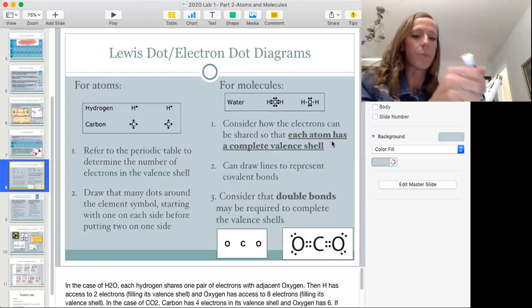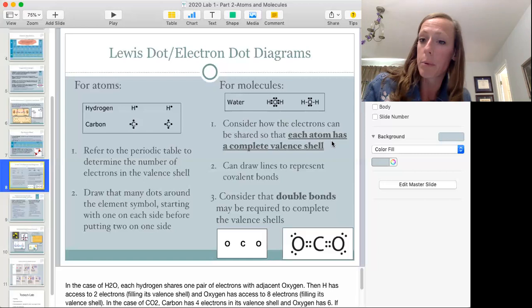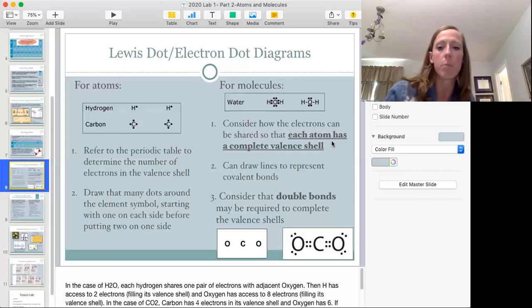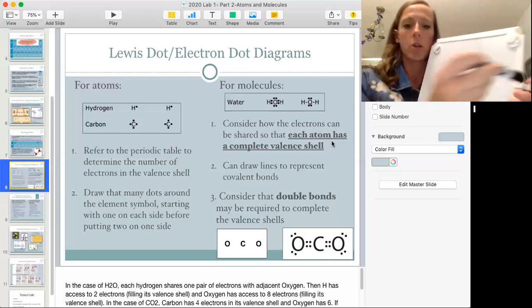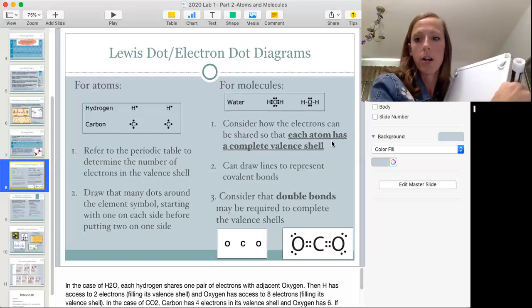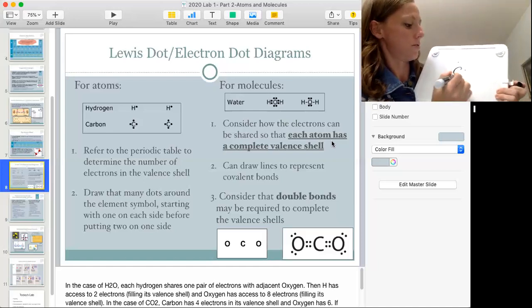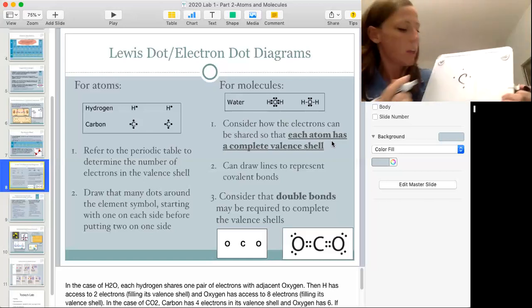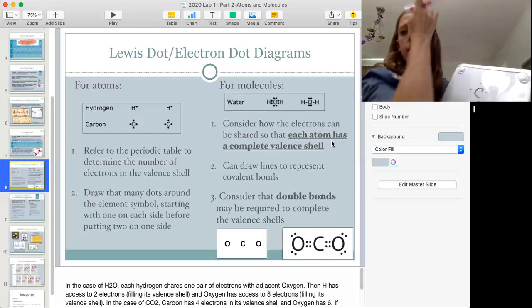Okay. All right. Now, again, that's still pretty simple. It gets a little bit more complex when you consider that sometimes double bonds have to be used in order to allow for the valence shells to be complete. So for instance, the example we're going to look at now is carbon dioxide. Carbon has 4 electrons in its valence shell. So carbon, 1, 2, 3, 4. And then oxygen, we just established, has 6, right?